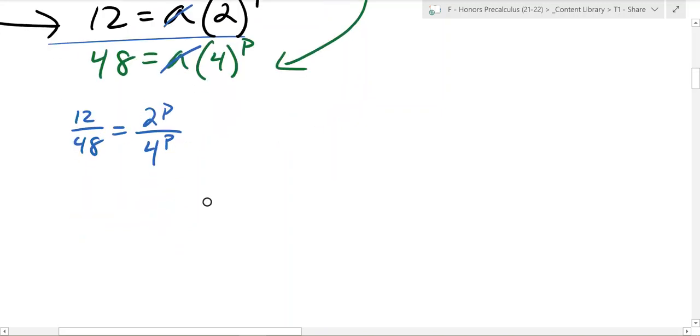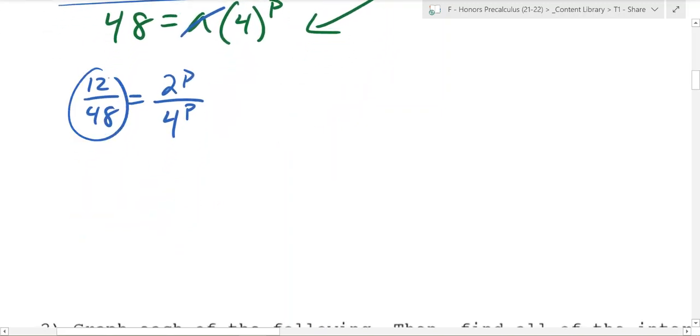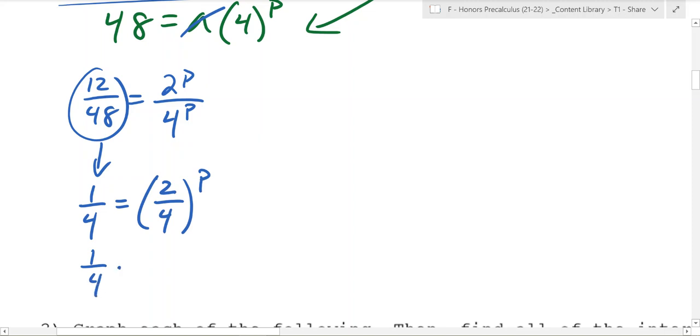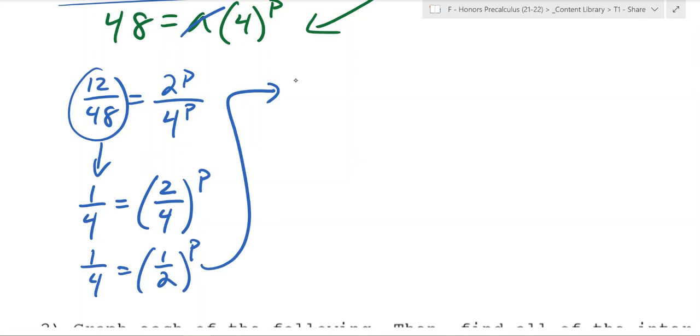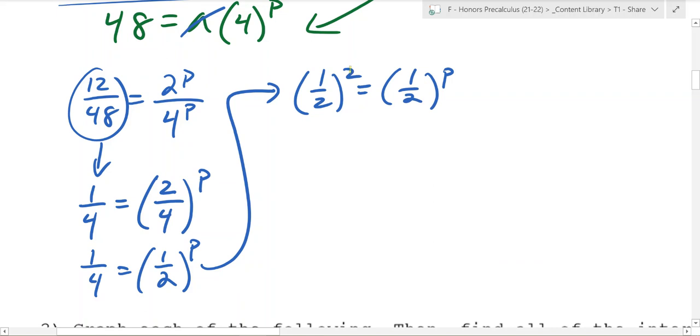So now you have to just pull out that exponent. You can also simplify that. That right there is 1/4. And this is equal to 2 over 4 to the p power, which is 1 over 4 equals 1 over 2 to the p power. So what can we do in this case? Well, you have lots of different options, but you can turn 1 over 4 into 1 over 2 squared, which is equal to 1 over 2 to the p. It's the quickest way I know how to solve this without going into logs and things. But if 1/2 squared is equal to 1/2 to the p, therefore we know that 2 is equal to p.